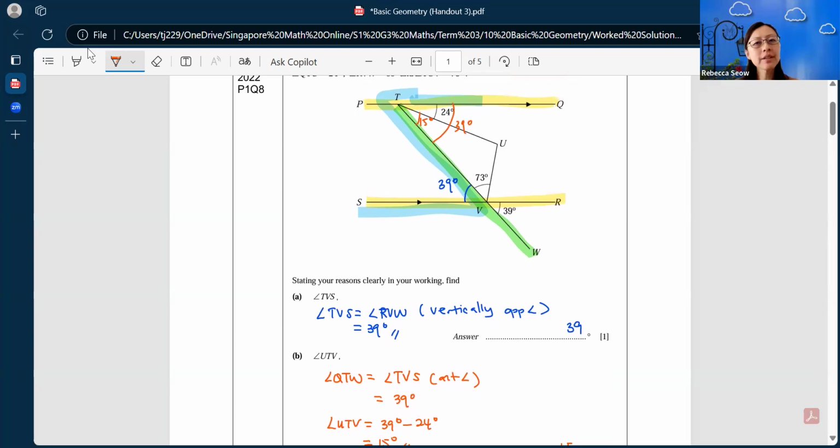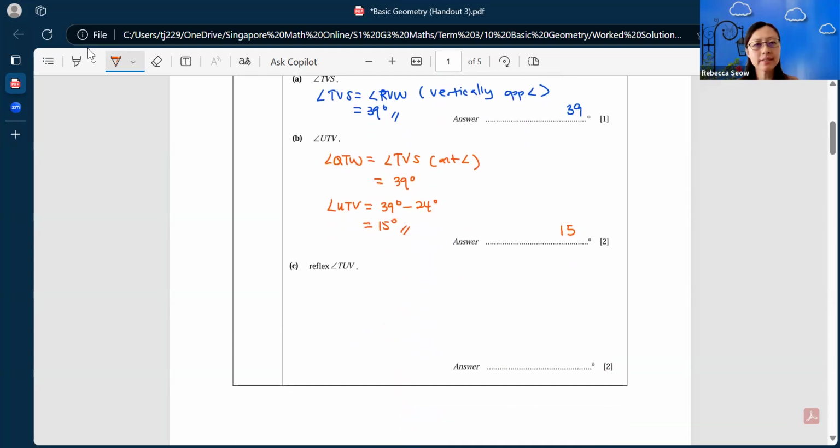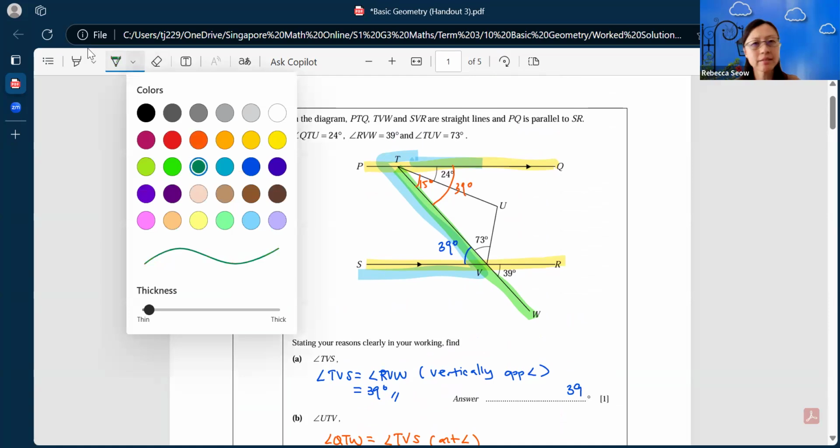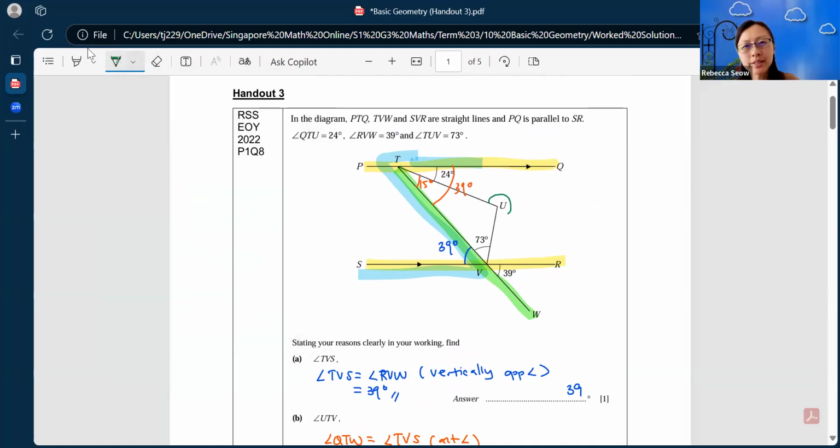From here, let's now find the last part of the question, reflex angle TUV. That means we are looking at the big angle, the one that is greater than 180 degrees. Now let's have a look at this triangle. We already have two angles here. Can we find the third angle, which is the obtuse angle TUV?